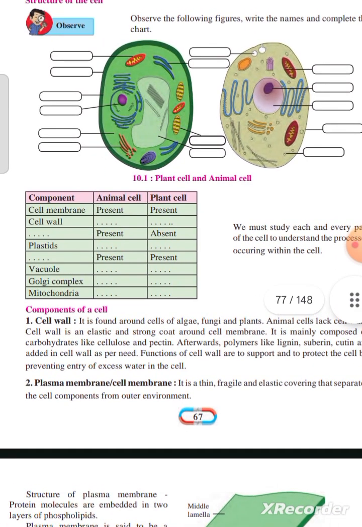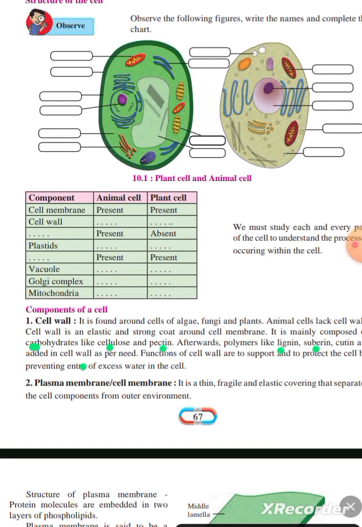Carbohydrates like cellulose and pectin are the things present on the cell wall. Afterward, if needed, lignin, suberin, and cutin are added in the cell wall as per the need. Only if needed are lignin, suberin, and cutin there in the cell wall.